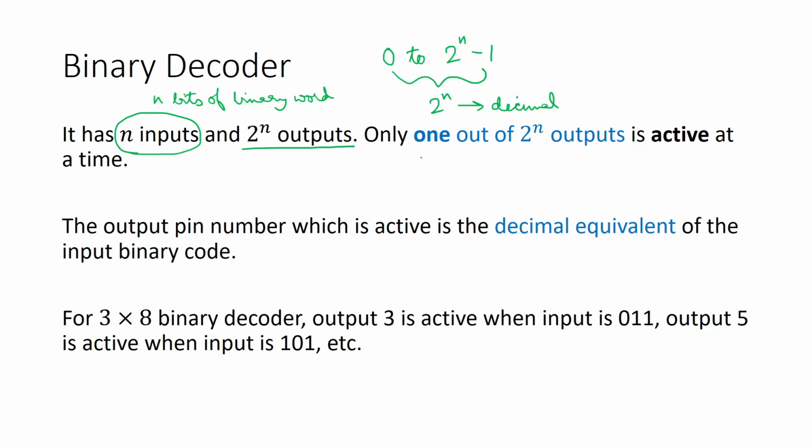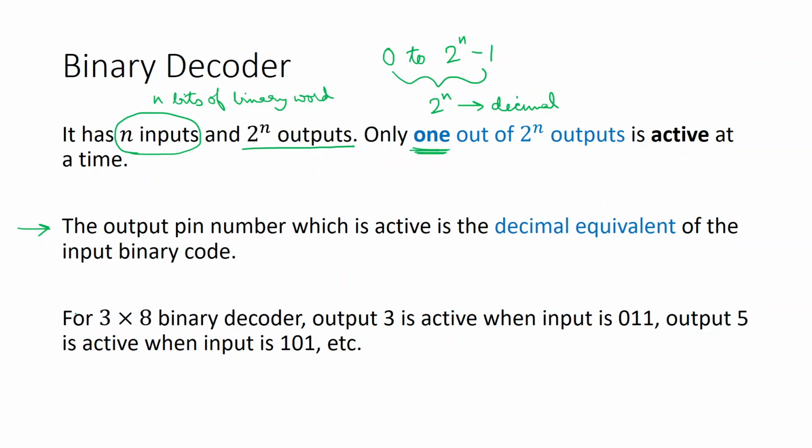The next feature is that only one of these outputs is going to be active at a time, not more than one. Which one is going to be active? That one is going to be active which is the decimal equivalent of the input binary word. So, you see, note this line, the output pin number which is active is the decimal equivalent of the input binary code or input binary word.